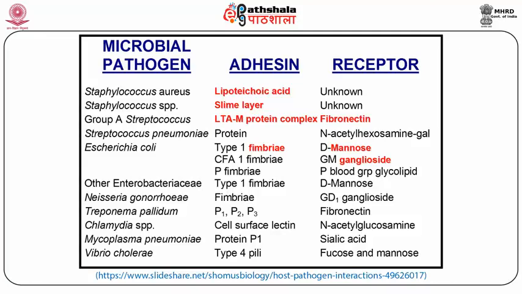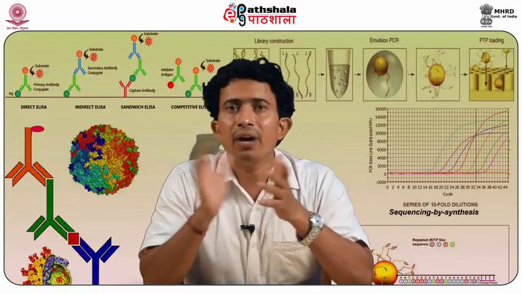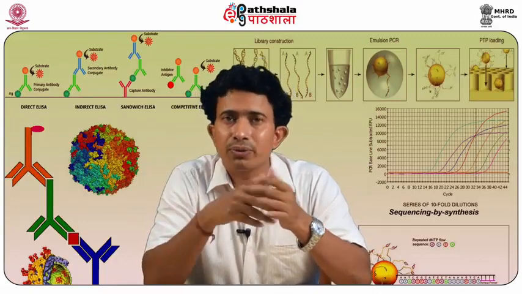In case of E. coli, type 1 fimbriae, CFA1 fimbriae, and P fimbriae act as adhesin, whereas D-mannose and GM ganglioside act as receptor. In case of Treponema pallidum, P1, P2, P3 act as adhesin molecules, and fibronectin acts as receptor. In case of Vibrio cholerae, which causes cholera, type 4 pili act as adhesin, and fructose and mannose act as receptor. So pathogens have devised certain ways to damage the host.